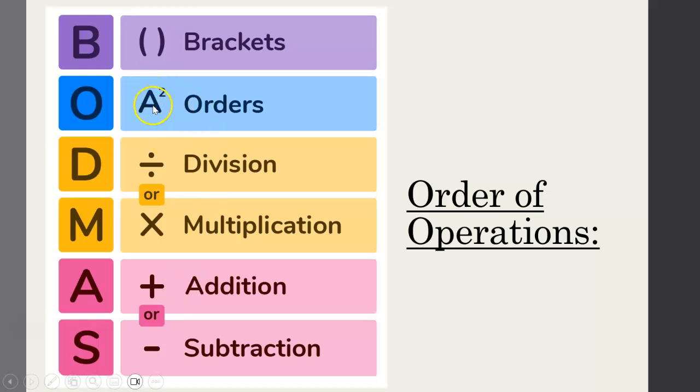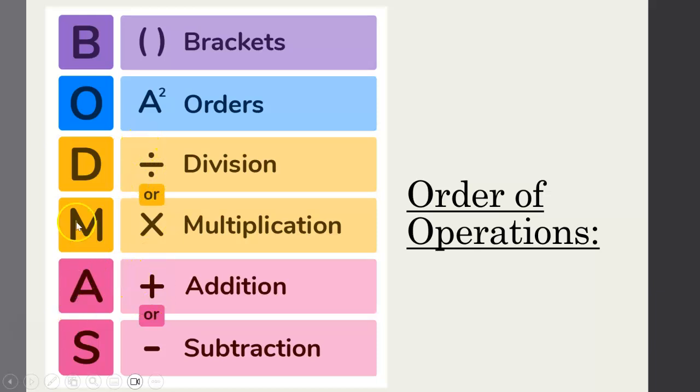After you're done with your orders, you'd move on to D, division, or M, multiplication. Now, what do I mean by or? These are kind of the same priority. You can do either one. We'll see later on there's a question that I'll give you that you'll have to think about, but how we usually do it is you just do it from left to right. If you had division and multiplication in a question, you can just do it from left to right. You don't have to prioritize division over multiplication or multiplication over division.